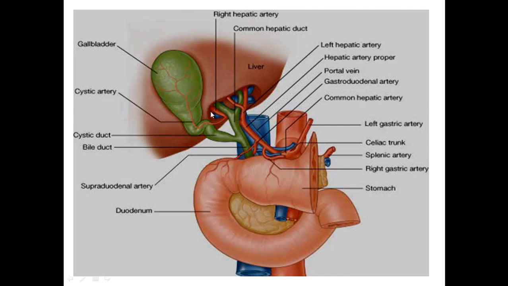Now we have to remember that the cystic artery takes origin from the right hepatic artery. Now you're looking at a triangle called the Calot triangle. This is important to remember, especially for those who are interested in surgery. This triangle is composed of three parts: the common hepatic duct, the bile duct, and the inferior border of the liver.